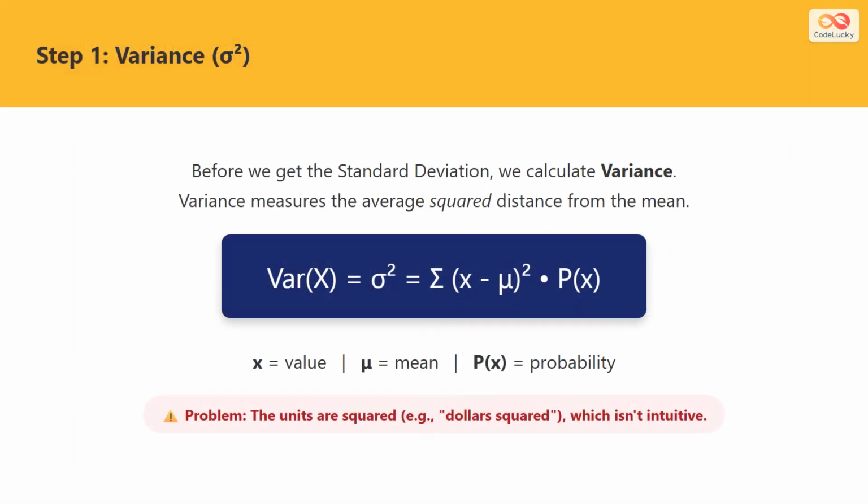To find the standard deviation, we first need a stepping stone called variance, denoted as sigma squared. Variance calculates the average squared distance of every value from the mean. However, there is a small problem. Because we square the distances, the units become squared, like dollars squared, which doesn't make intuitive sense.